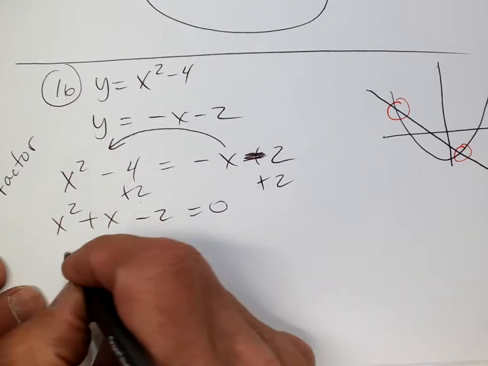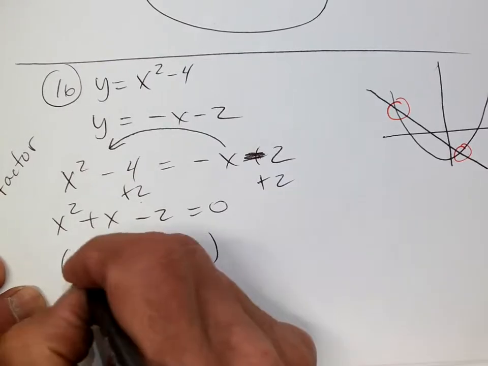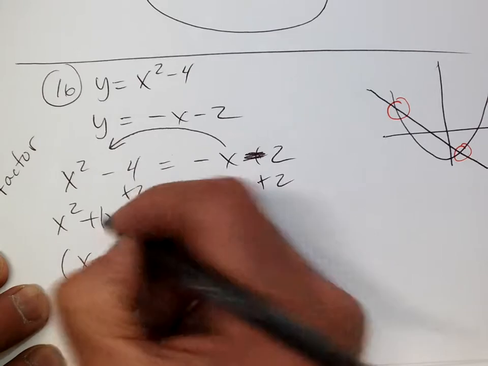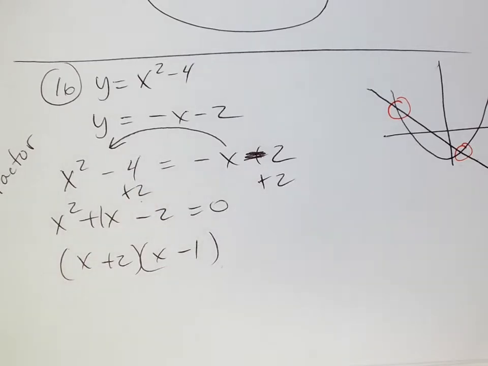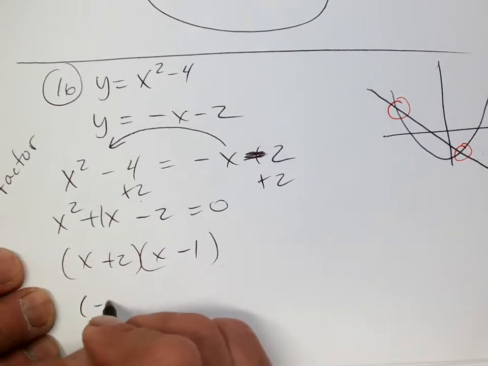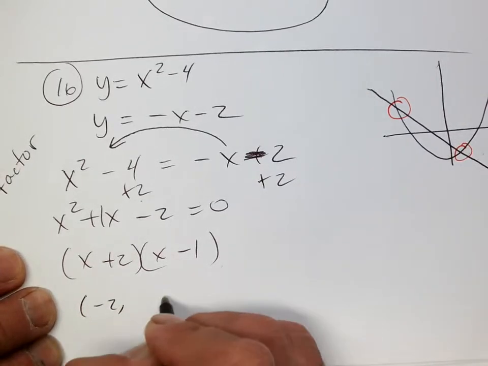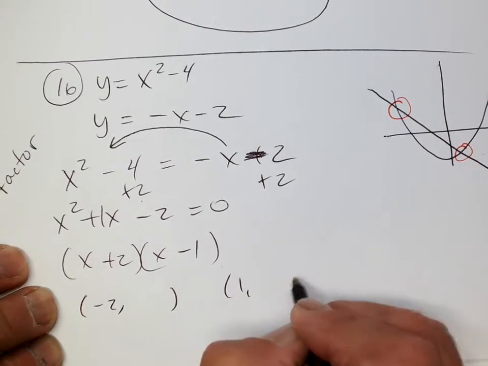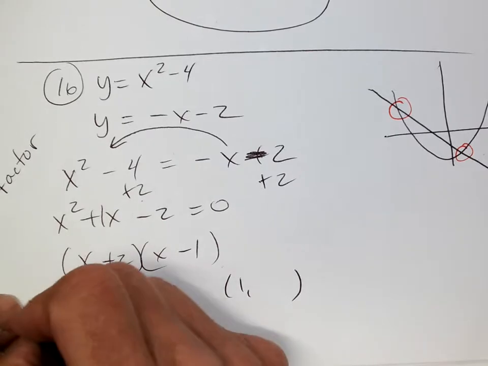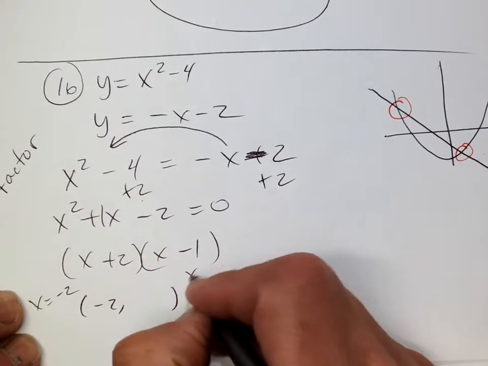Now, if I factor, I'm going to go x plus 2 and x minus 1. Two answers, right? In fact, 2 points, 2 answers. So one answer is a negative 2 something and a positive 1 something. I got those from the mini equations, right? x equals negative 2, x equals 1.